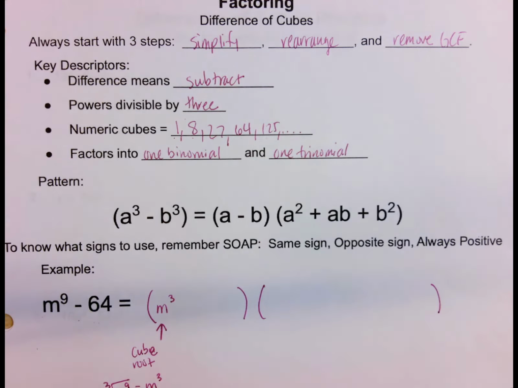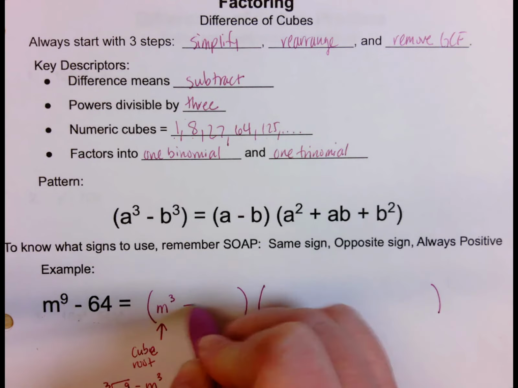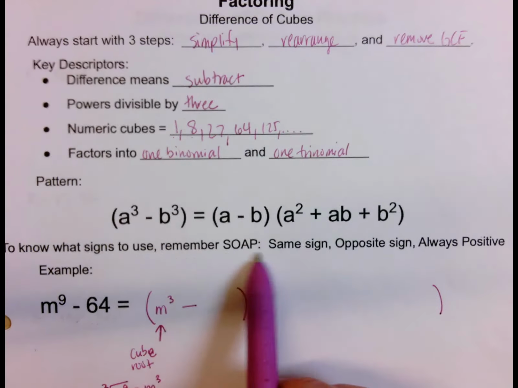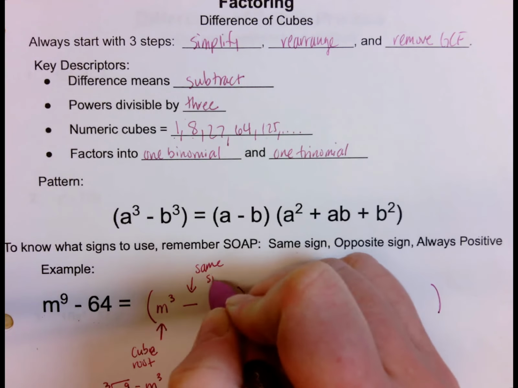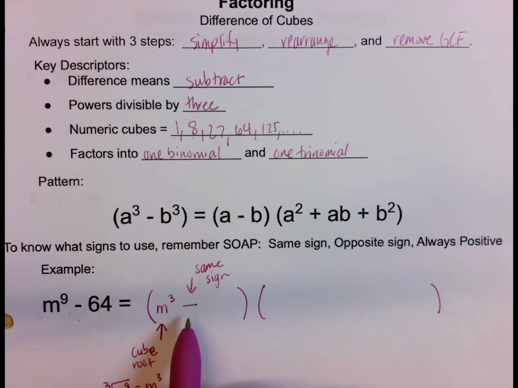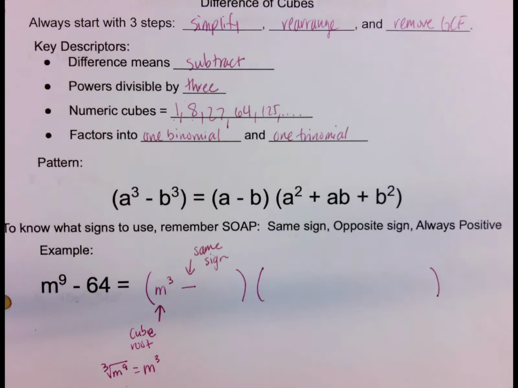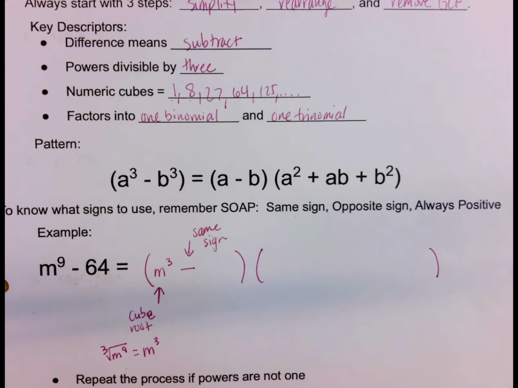Okay, and to get that, all I did was I took the exponent and I divided it by 3, and that gave me m cubed. All right, now sign. I'm going to use here with the SOAP, same sign is what we're going to start with. Since we started with subtraction, we're going to use subtraction here. Let me move that back up so you can see a little bit better.